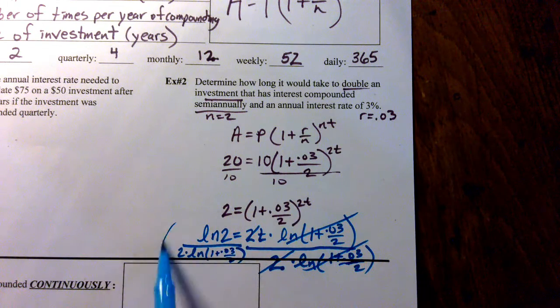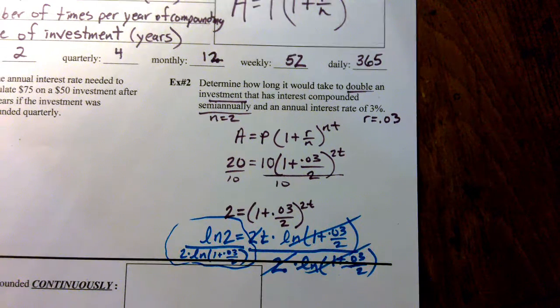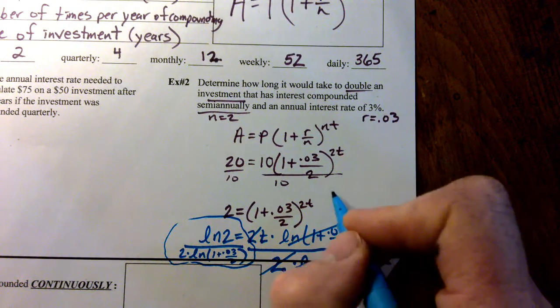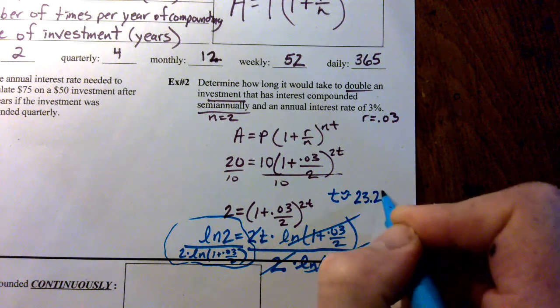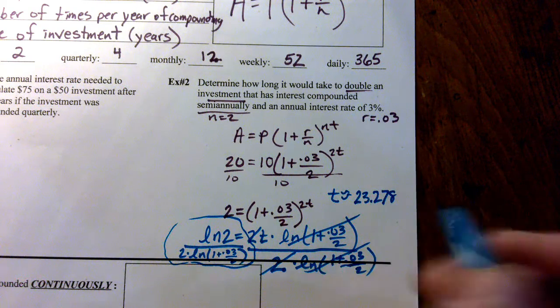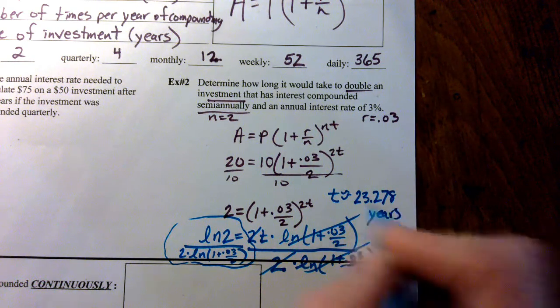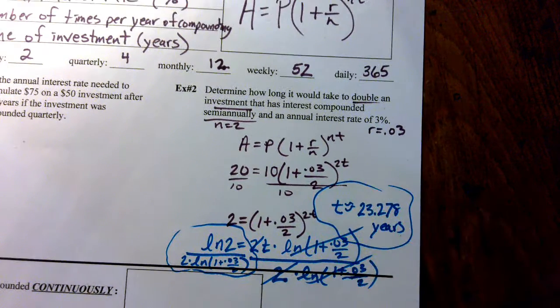When we calculate this right here, and we would definitely use a calculator on that, that comes out to a time of approximately 23.278. And that would be years. So it's going to take us around 23 years to double that investment.